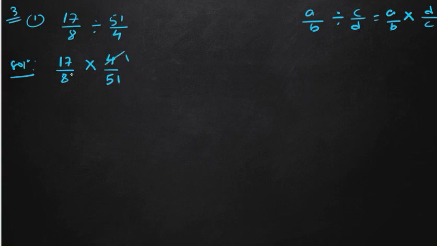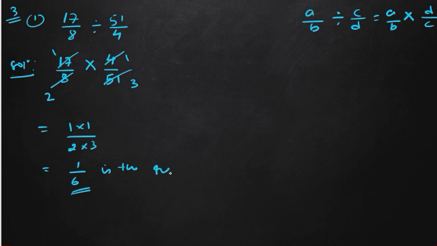If you see, 4 1 is 4, 4 2 is 8, and 17 1 is 17, 17 3 is 51. So the answer will be 1 into 1, because in multiplication it is numerator into numerator and denominator into denominator. So this will be 1 by 6. This is the required quotient.